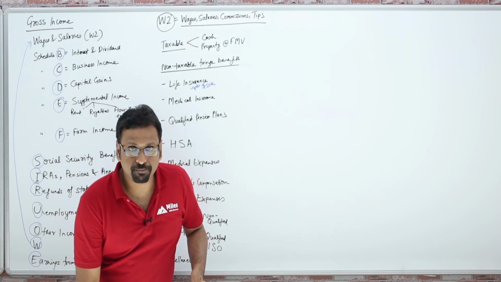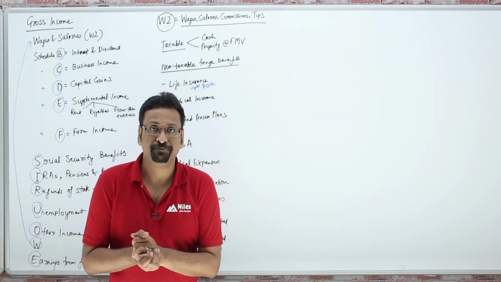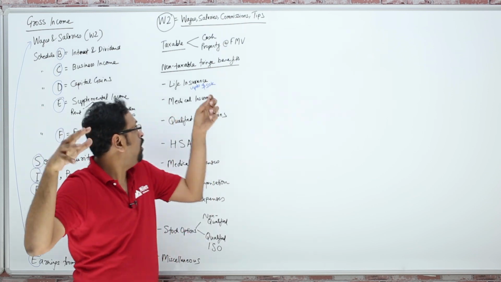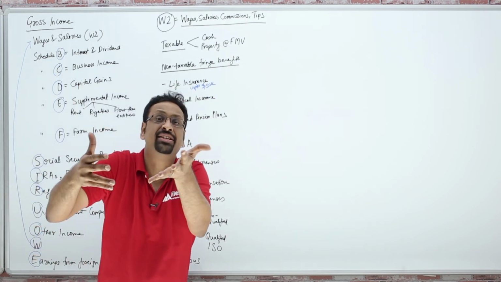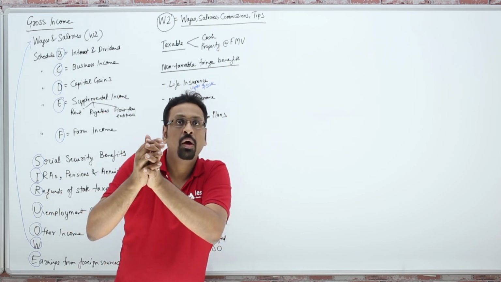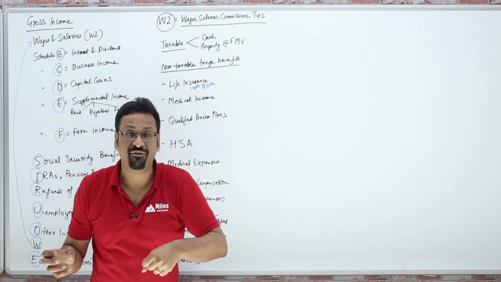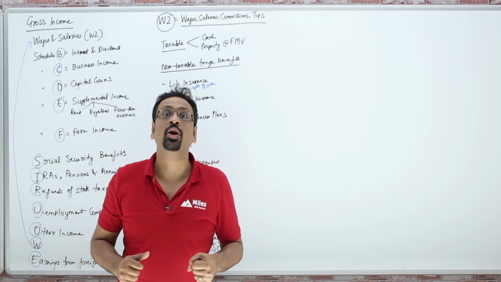Let's say, in the event of death of an employee, the insurance company would give the benefits of life insurance to the employee's beneficiary, let's say the deceased employee's spouse. For the deceased employee's spouse, the life insurance benefits or distributions received are also going to be non-taxable.